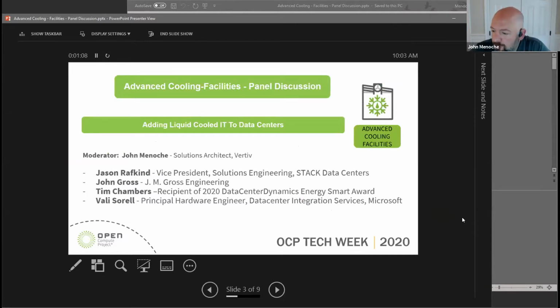For today, we have 4 folks here. We've got Jason Rafkin, Vice President of Solutions Engineering for Stack Data Centers. John Gross, who you might have just heard on his presentation of implementing data center liquid cooling on a very large scale with really high densities. We have Tim Chambers, who is a recipient of the 2020 Data Center Dynamics Energy Smart Award, and Vali Sorrell, who's a principal hardware engineer with Microsoft, but was also with other design companies in the past. So a lot of on the ground experience designing these systems.